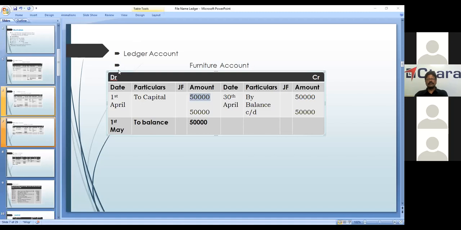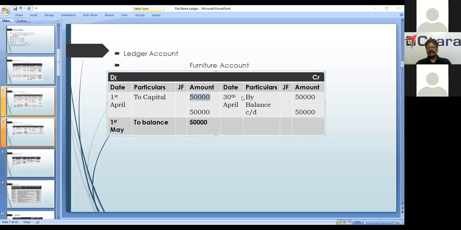Okay, furniture account. It's a debit item, right? Furniture ledger. So we have to put the amount in the debit column, debit 50,000, and as we have received it as capital, it's to capital 50,000, and the other side doesn't have anything. So we have to balance the account. On this side also we have to put 50,000, balance the account.